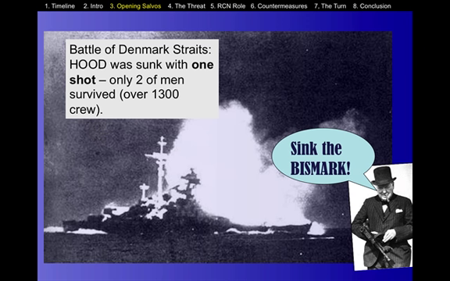Churchill's response to this is quite simply, sink the Bismarck. This was a propaganda coup for the Germans, and it was a disaster for the British. If the British Navy was unable to defend Great Britain, the war would most certainly be lost.